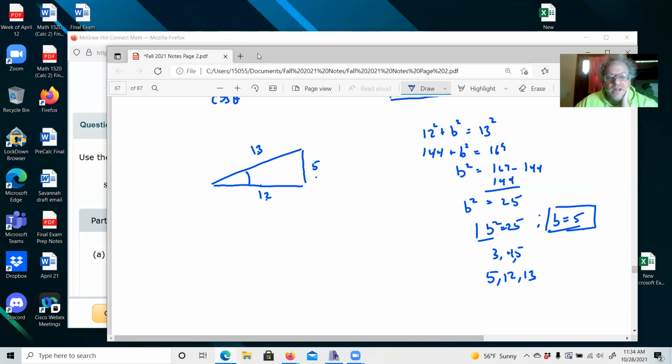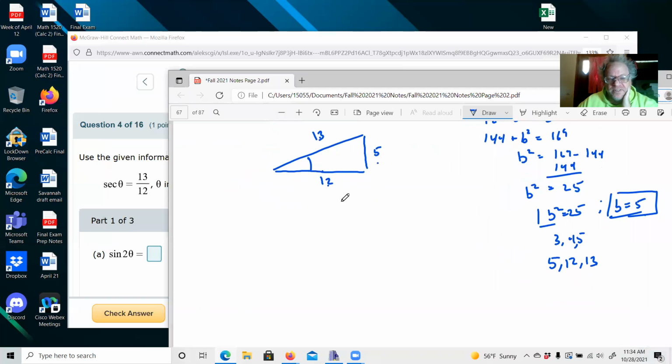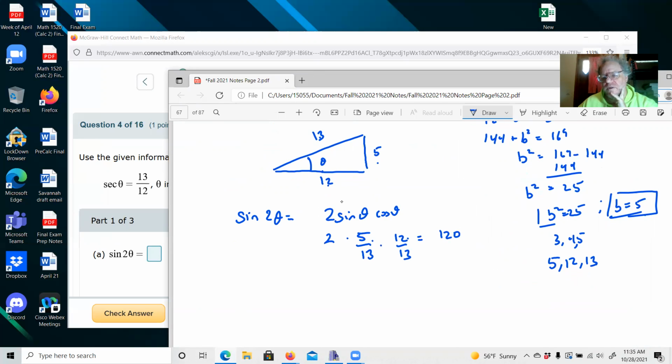So, all right, now we want to know, what is the sine of 2 theta? Well, this is equal to 2 sine theta cosine theta. So this is 2 times 5 over 13 times 12 over 13. What do we have? 5 times 12 is 60. 60 times 2 is 120. Or we have 2 times 5 is 10. 10 times 12 is 120. 13 times 13 is 169.